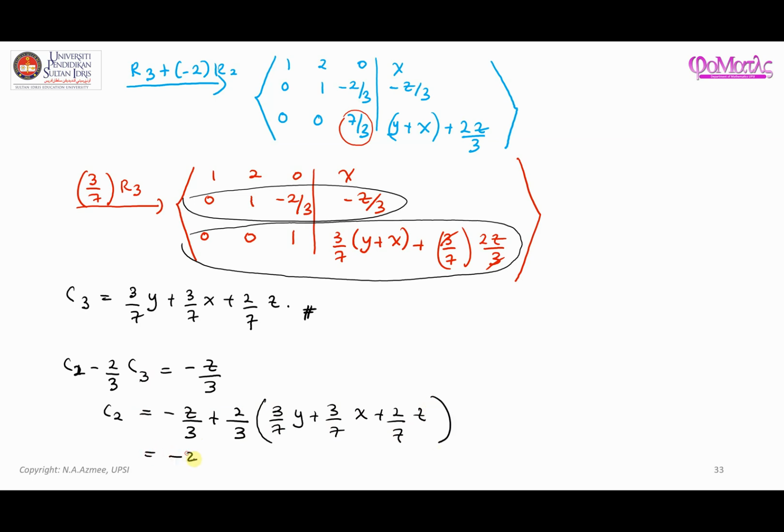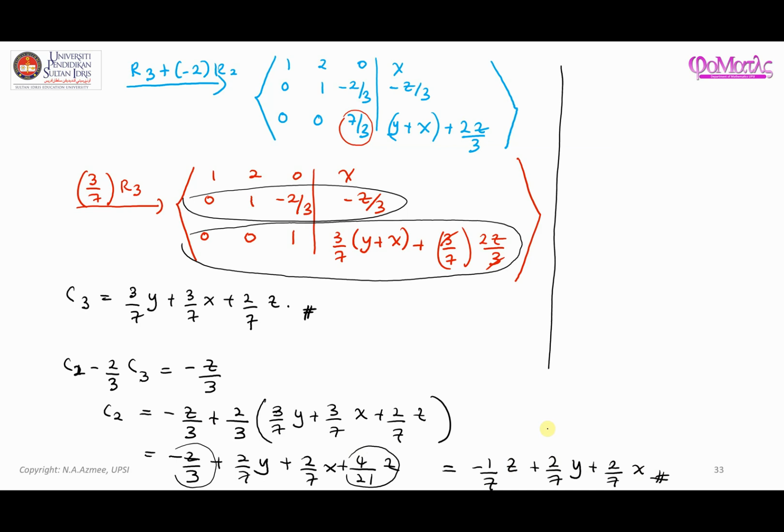Well, then it becomes negative z over 3 plus 2 over 7y, so 3 and 3 can be cancelled out. Then plus, again 3 and 3 can be cancelled out, so 2 over 7x. This one will be 4 over 21z. Okay, and this can be simplified. 4 over 21z and negative z over 3 can be combined and simplified, and it becomes negative 1 over 7z plus 2 over 7y plus 2 over 7x. So that is the solution for C2.